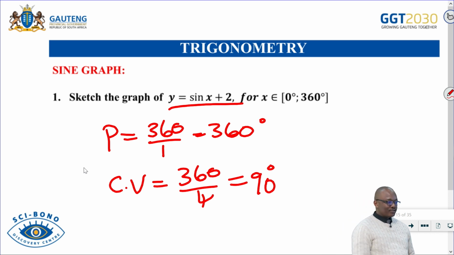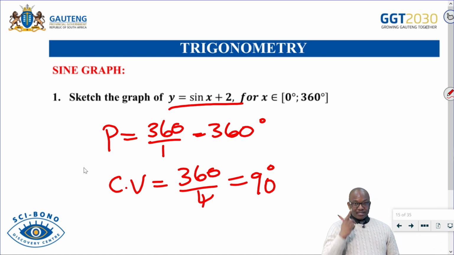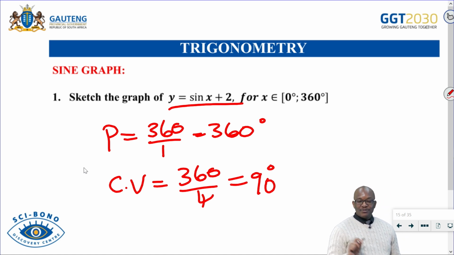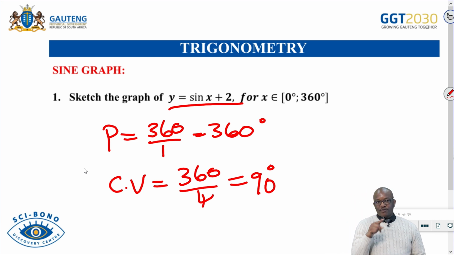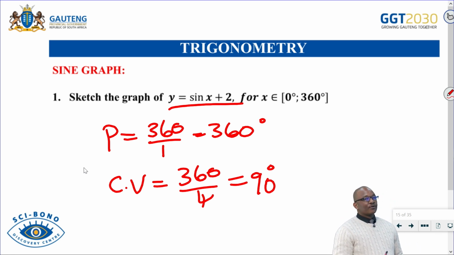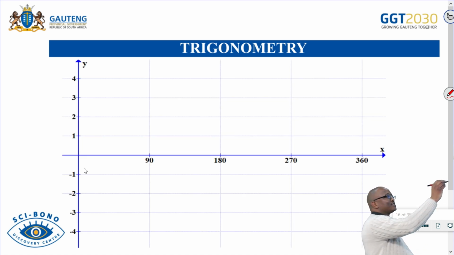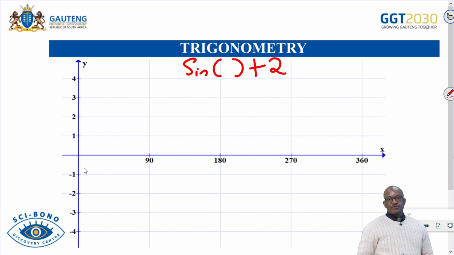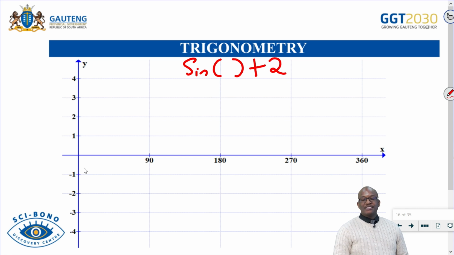And remember, when we're saying divide by 4, this is informed by the quadrants that we have. Remember, we have 4 quadrants. So when we're saying divided by 4, it means this graph is going to move from 0 to 90, from 90 to 180, 180 to 270, and 270 to 360. Then we have a complete revolution there. Okay, so now in your calculator, you are going to have sine x plus 2. That positive 2 is outside the bracket, not inside the bracket.